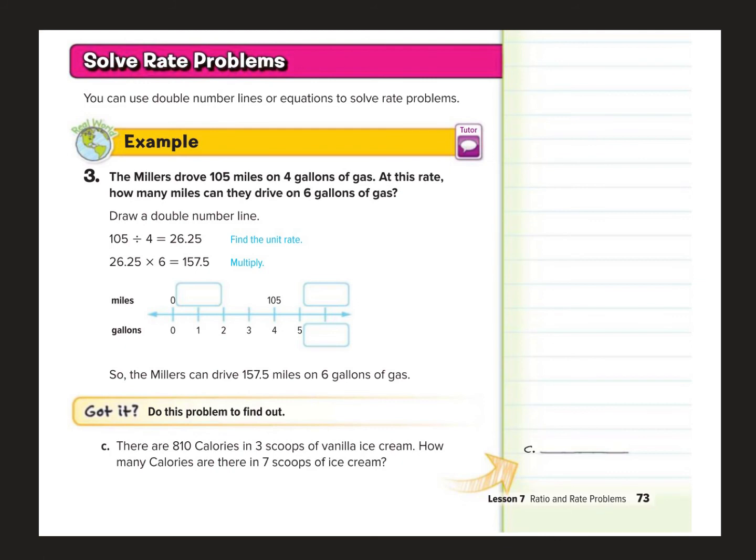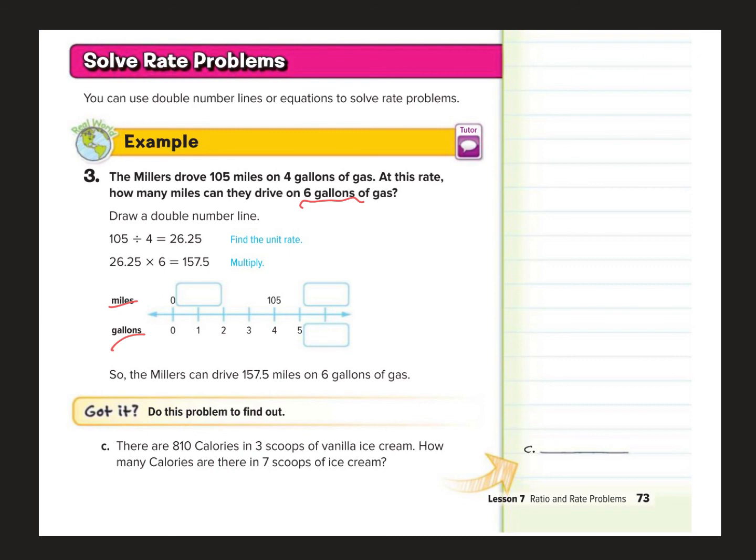Oh, now would you look at this? Now they're going to give us the tricky decimals. Okay. They're not tricky, but you just don't love working with them. Anyways, the Millers drove 105 miles on 4 gallons of gas. At this rate, how many miles can they drive on 6 gallons of gas? Okay, so they've got a number line here. So they want us to use a number line. Draw a double number line. Miles and gallons.